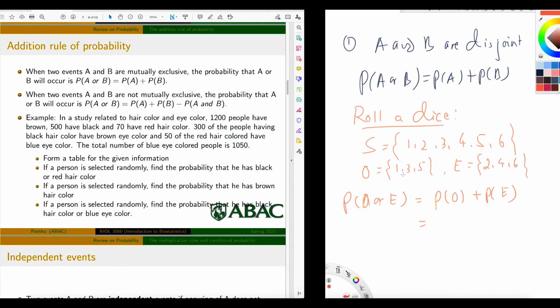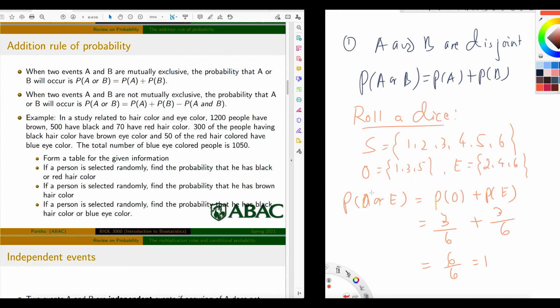What is the probability of O? How many outcomes are in O? 3. How many outcomes in the sample space? 6. So 3 out of 6. Plus probability of E: how many outcomes in E? 3, divided by the total number of outcomes, which is 6. So that is 3 plus 3 is 6 over 6, which is basically 1. So the probability of O or E, odd or even number, is 1.